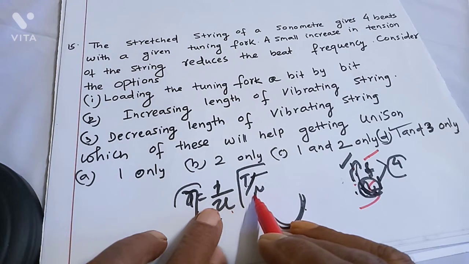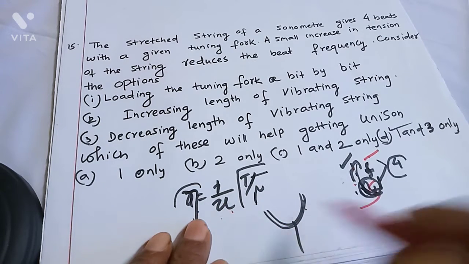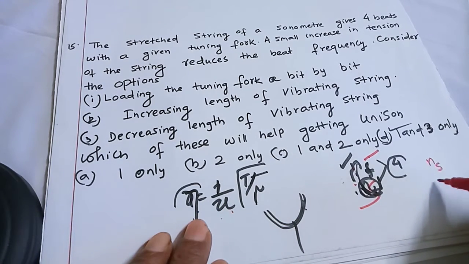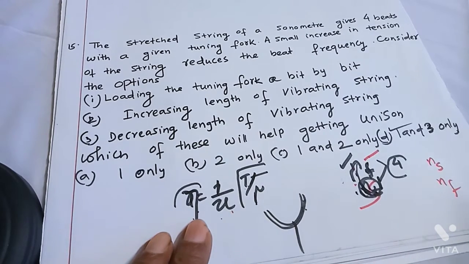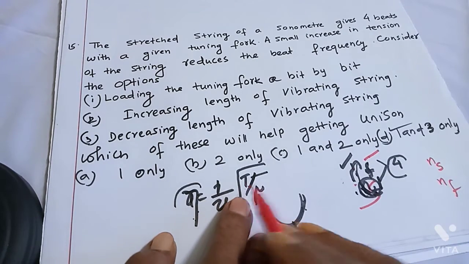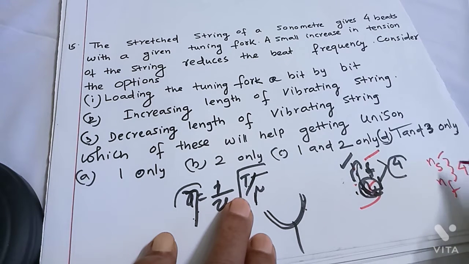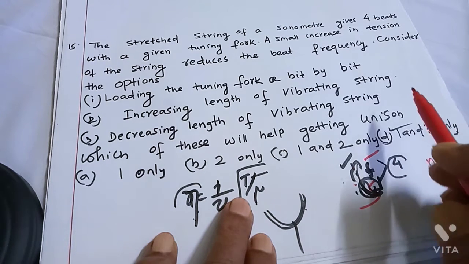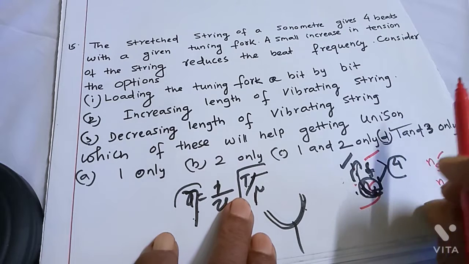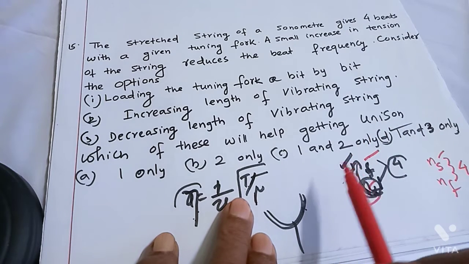Supposing the frequency of the sonometer wire is greater than the frequency of the tuning fork, then if we increase the tension, the frequency of the sonometer wire increases. If earlier the beat frequency was 4, now by increasing the tension in the sonometer wire, the frequency increases and the beat frequency increases. But it is given in the question that a small increase in tension of the string reduces the beat frequency.